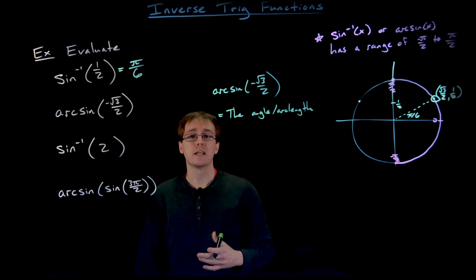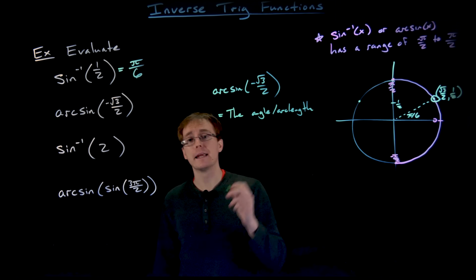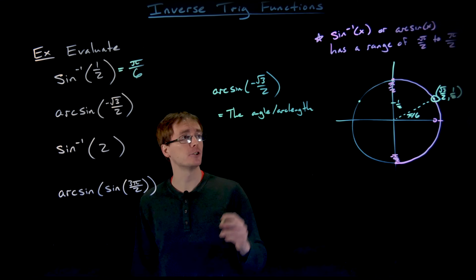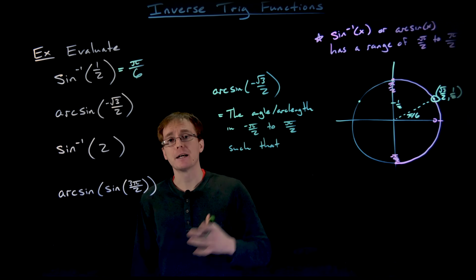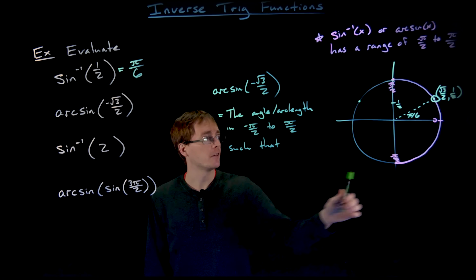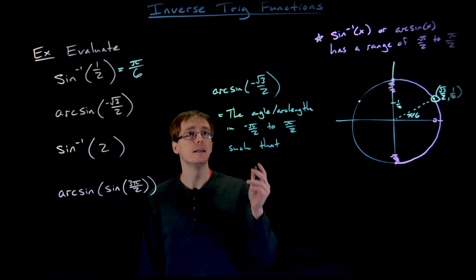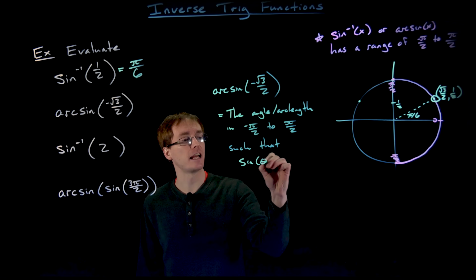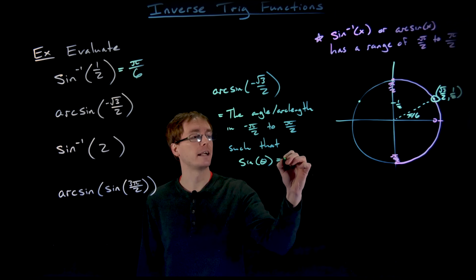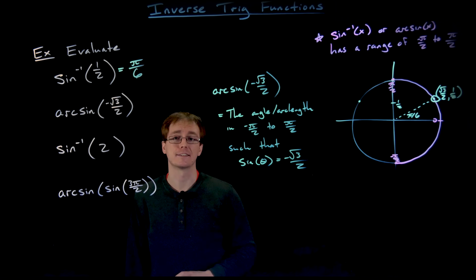What we know about this angle or arc length is it's going to have to fall on this restricted interval from negative pi over 2 to positive pi over 2. And what's special about this angle or arc length, other than its location between negative pi over 2 and positive pi over 2, is that if we take sine of this angle or arc length, we're guaranteed to get negative square root of 3 over 2 for that sine value.